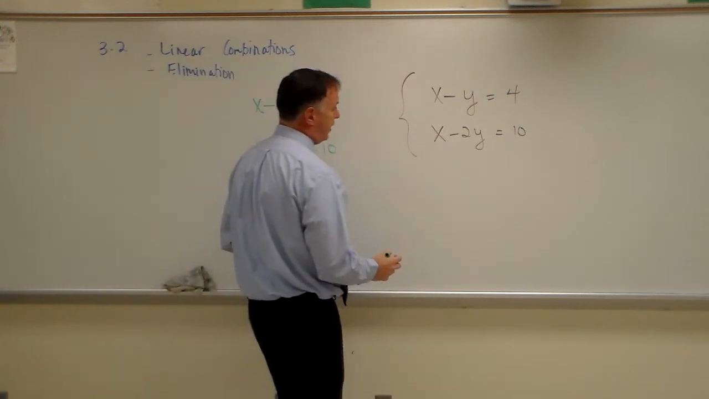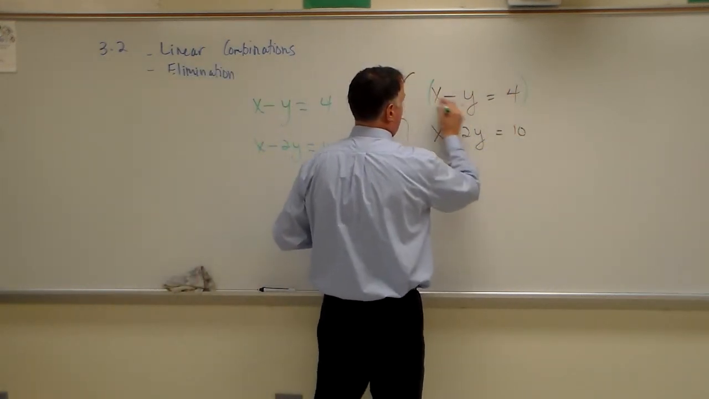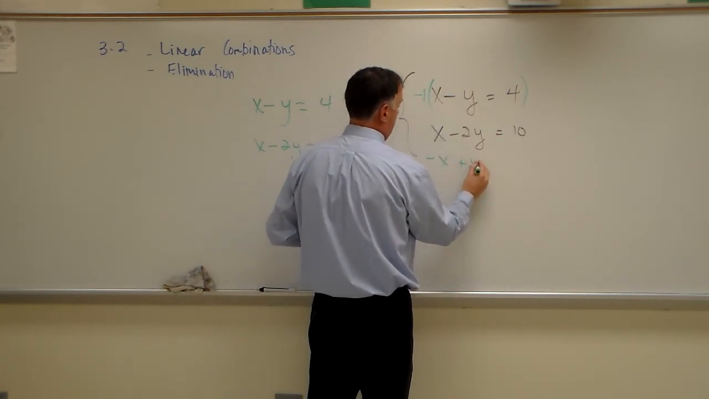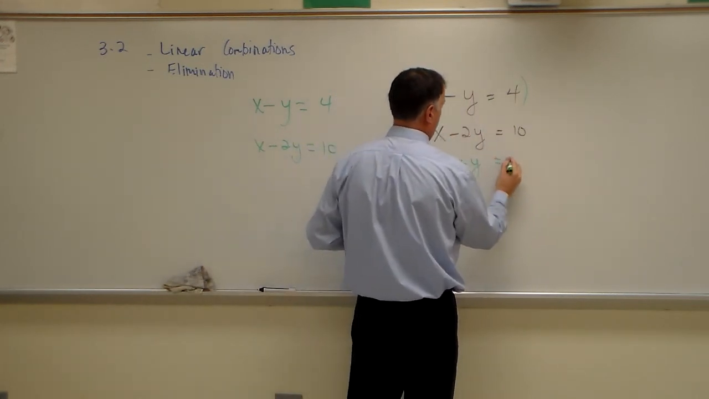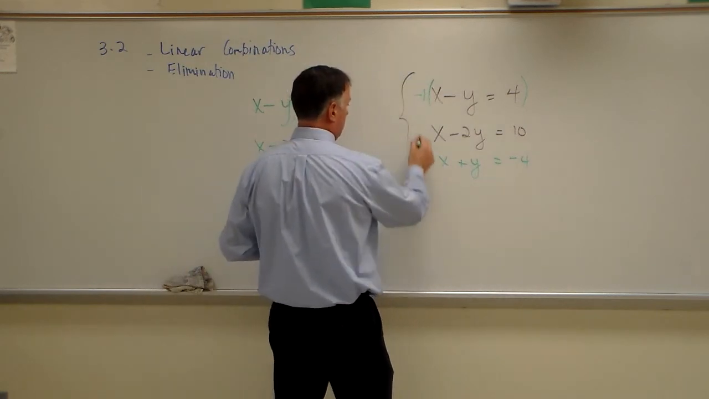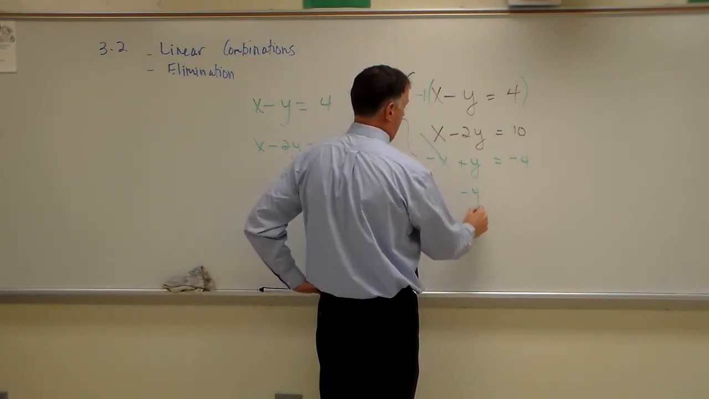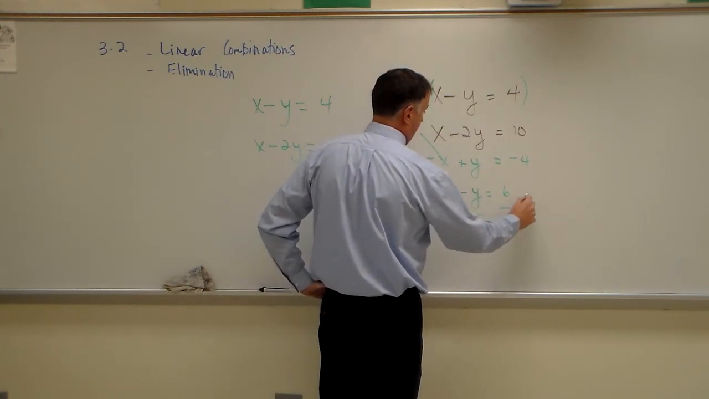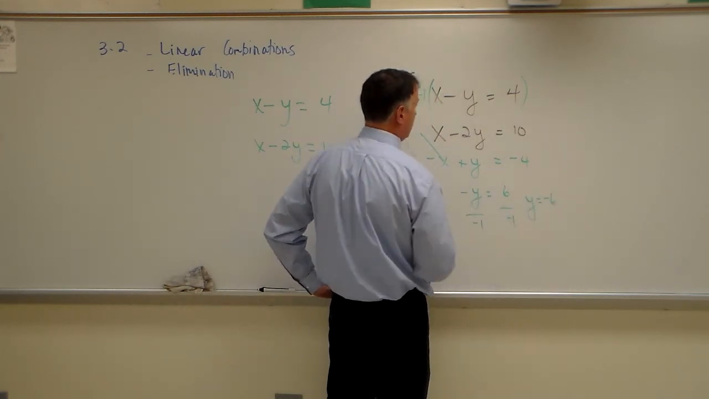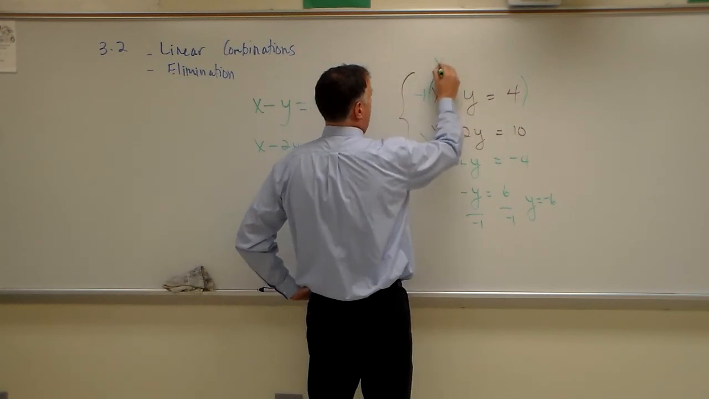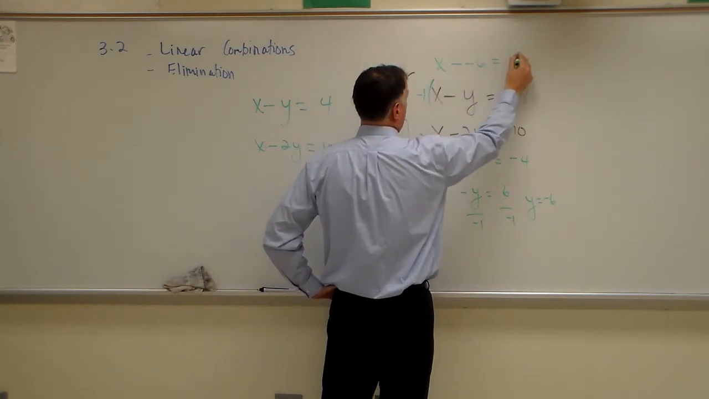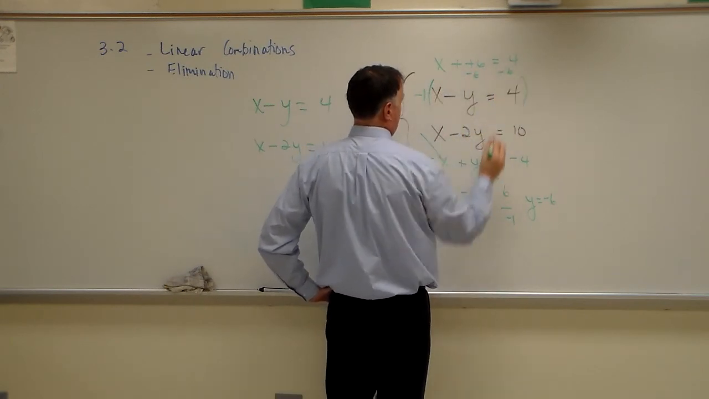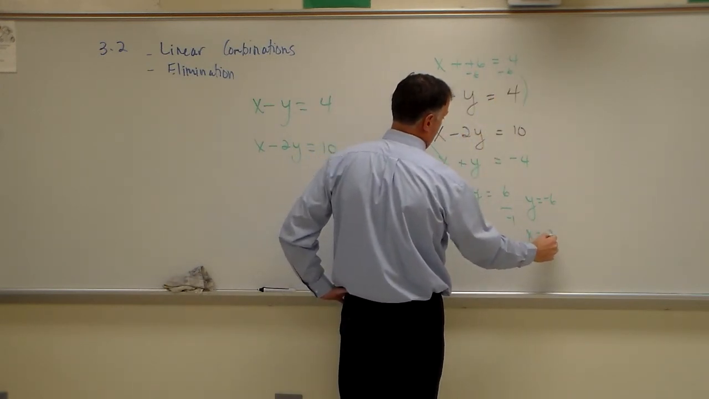So over here you could have said, okay, I'm going to multiply this times a negative 1, which gives me negative x plus y equals negative 4. These cancel. Negative y equals 6. Divide by negative 1, divide by negative 1, and y equals negative 6. So over here, x minus negative 6 equals 4. x plus 6 equals 4, minus 6, minus 6. It looks like I got x equals negative 2.